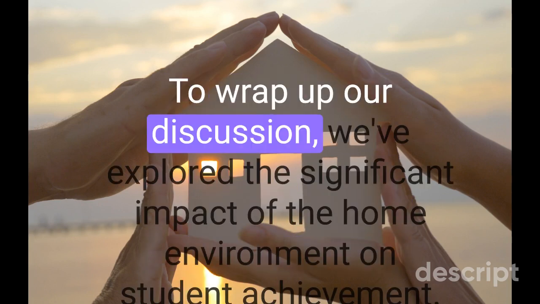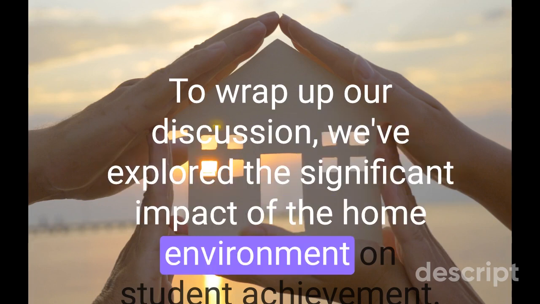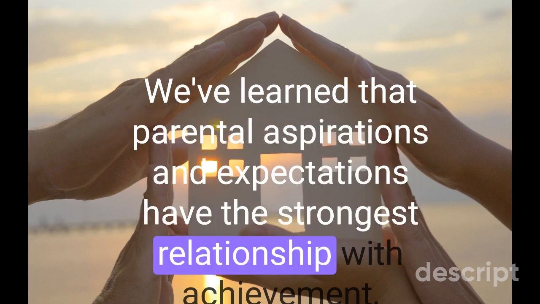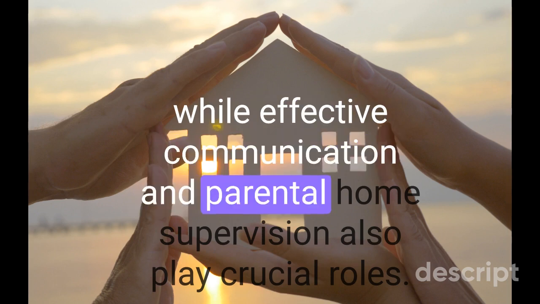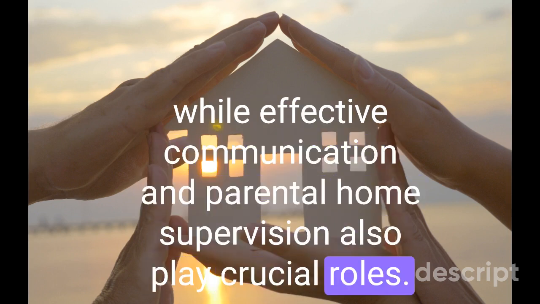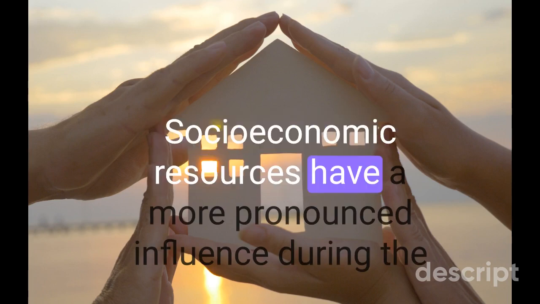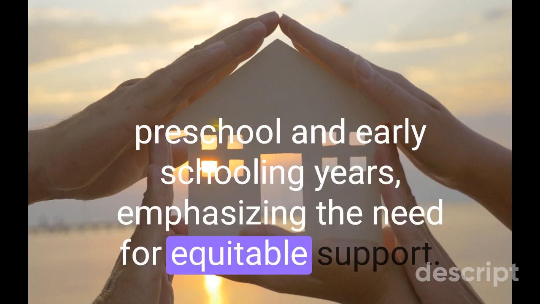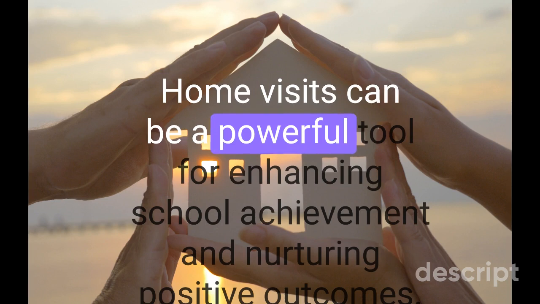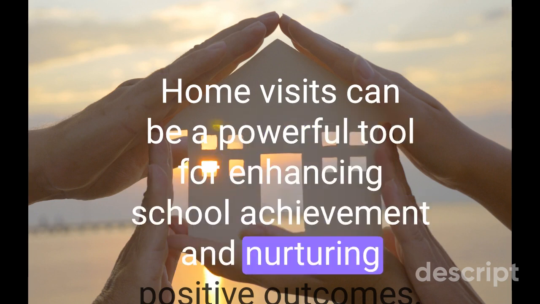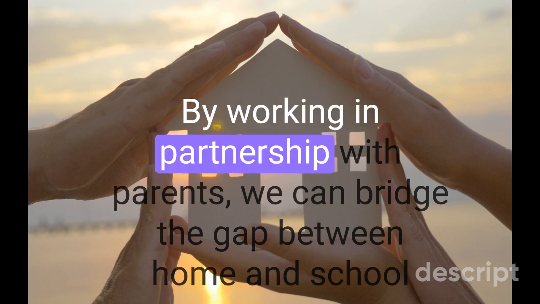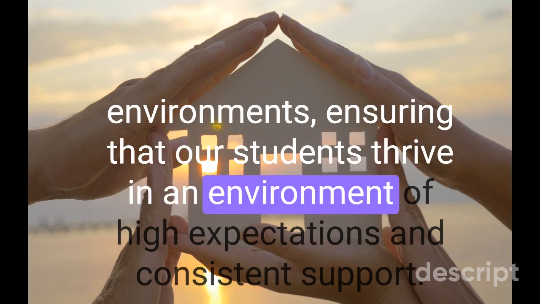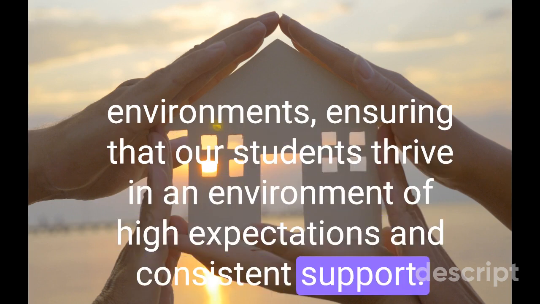To wrap up our discussion, we've explored the significant impact of the home environment on student achievement. We've learned that parental aspirations and expectations have the strongest relationship with achievement, while effective communication and parental home supervision also play crucial roles. Socioeconomic resources have a more pronounced influence during the preschool and early schooling years, emphasizing the need for equitable support. Home visits can be a powerful tool for enhancing school achievement and nurturing positive outcomes. By working in partnership with parents, we can bridge the gap between home and school environments, ensuring that our students thrive in an environment of high expectations and consistent support.